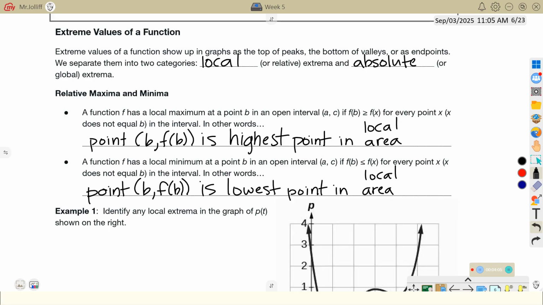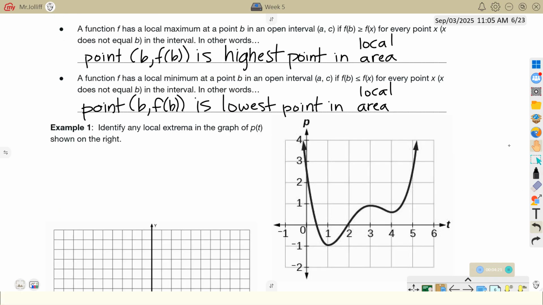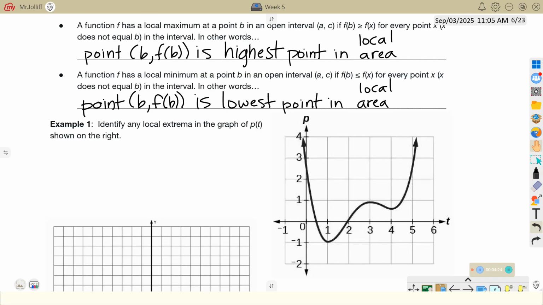So we're going to practice identifying them on a graph. First by doing this visually, just looking at the graph, and then I'm going to show you how to do it on your calculator. And then we'll take those skills and apply them to absolute extremes. Okay? So first example says identify any local extrema in the graph P of t shown on the right.